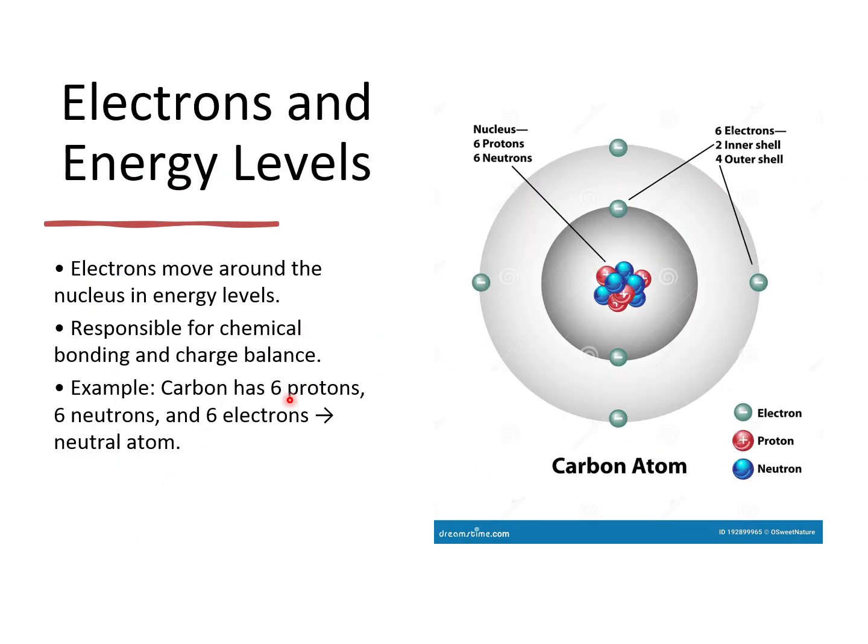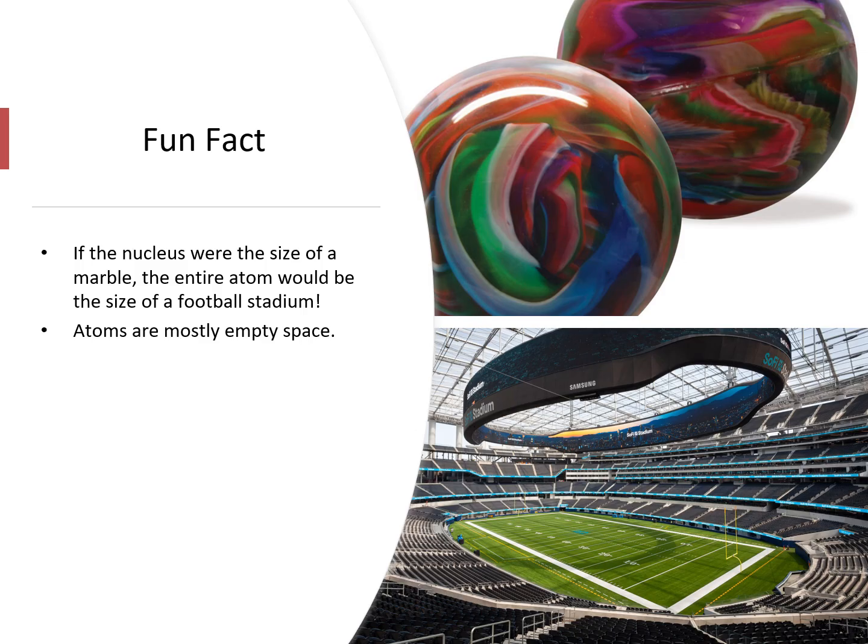So, the electrons and energy levels. Electrons orbit the nucleus in regions called energy levels or shells. This one's right here. They go around. They move incredibly fast, and even though they're much lighter, they play a huge role in chemical reactions. For example, carbon has six protons, six neutrons, and six electrons. This makes it neutral overall because the positive and negative charges balance.